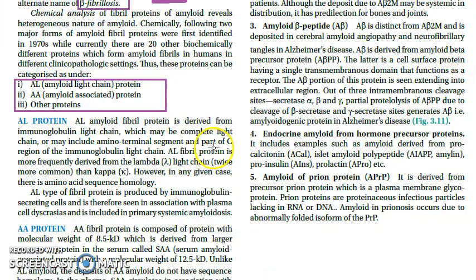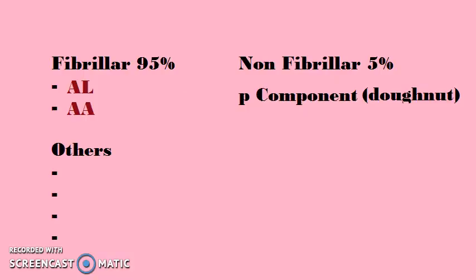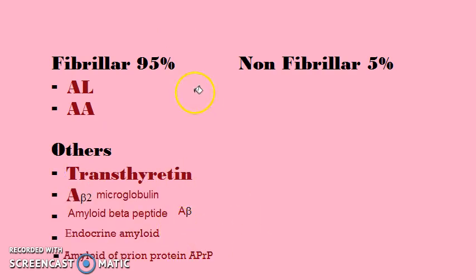Now let's move on to the types of protein that you can see here. AL protein, that is the amyloid light chain protein, and the AA protein, that's the amyloid associated protein. Wherever there's A, it's amyloid, I told you. Amyloid light chain, and AA is amyloid associated protein. And there are other proteins. So the other proteins for you will be transthyretin. This transthyretin is also called TTR. The other one is A beta 2 microglobulin.